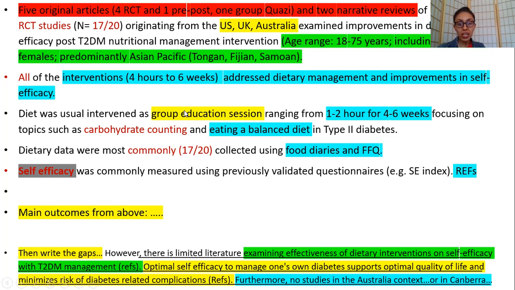Then diet was usually intervened as group education sessions. So I'm now telling you how the intervention, the IV, was done: group education sessions ranging from 1 to 2 hours for 4 to 6 weeks, focusing on topics such as carbohydrate counting and eating a balanced diet in type 2 diabetes. You see how I have given you a broad overview of what was done. At least as a reader, this gives me a sense of what the interventions were doing: carbohydrate counting, balanced diet, particularly for type 2 diabetes, in group education sessions of 1 to 2 hours over 4 to 6 weeks. Does that make sense?